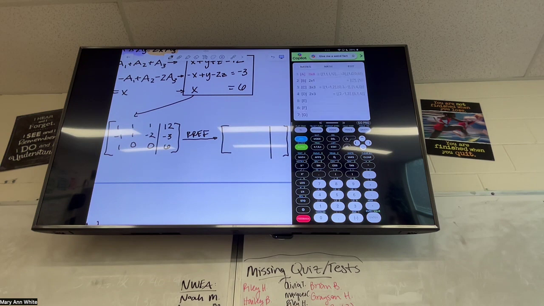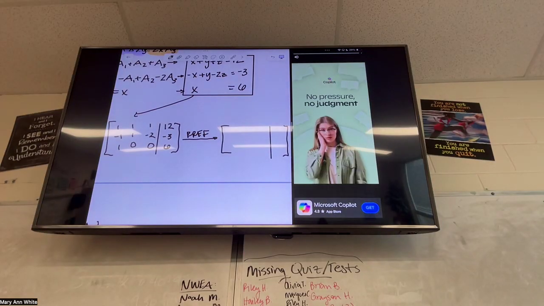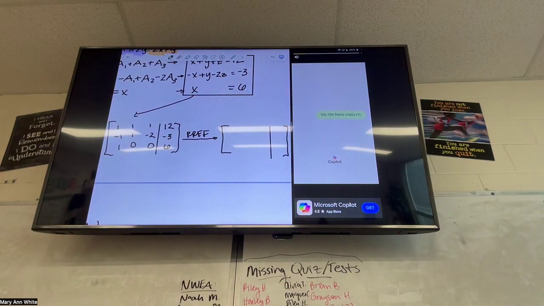Okay. Second matrix. Our REF is in that math menu. Of course, I have an ad. Because they're ahead of me.